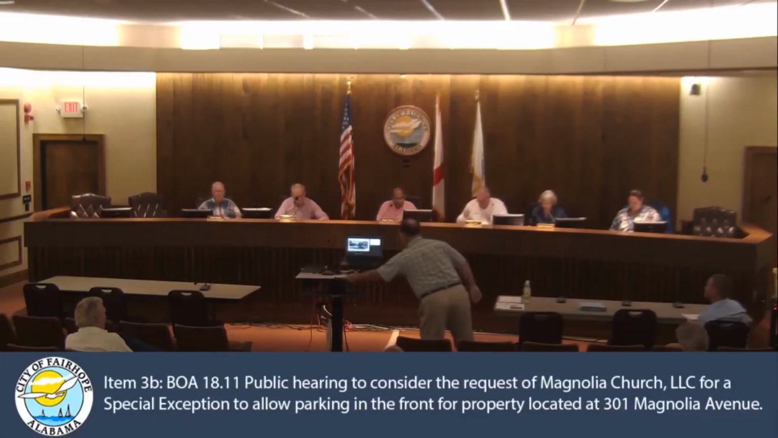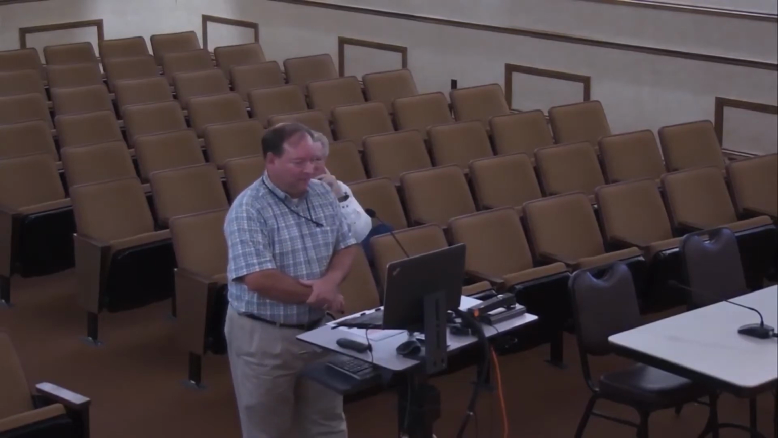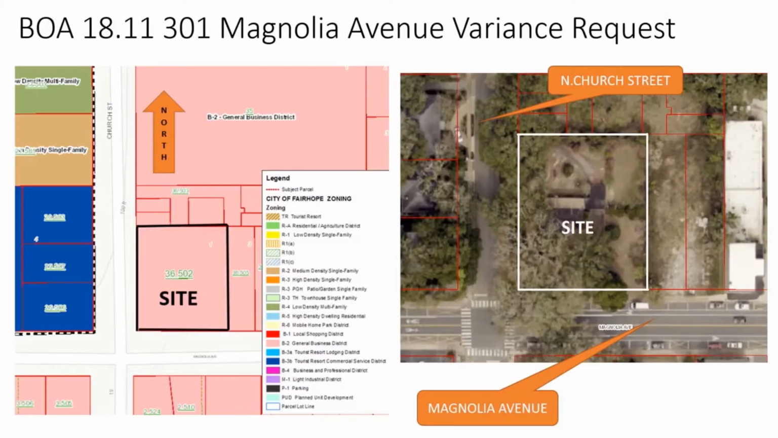Thank you. Our second order of business is BOA 18.11. Beaufort, will you explain? Mr. Chairman and board members, thank you for having me before you again. Case 18.11 is for a piece of property at 301 Magnolia. It's related to a pending development on 301 Magnolia Avenue. The specific request involves some residential units that are currently proposed that will fall along North Church Street.